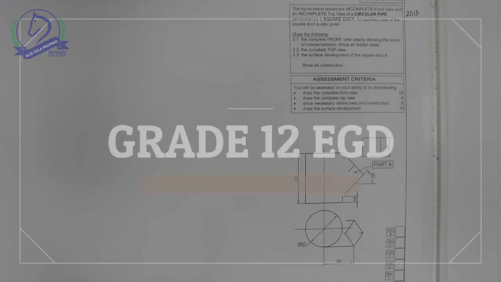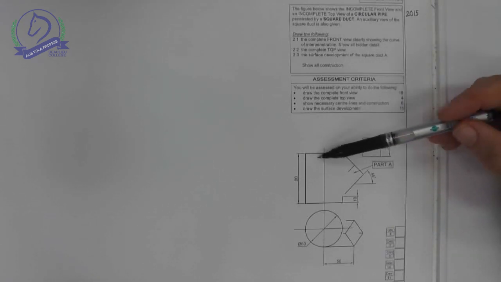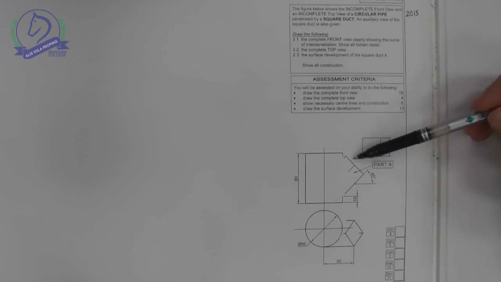Hello grade 12s. Today I'm looking at question 2, the interpenetration curve of the 2015 final paper. The information that they give us is that we've got a circular pipe with a square duct, so the branch pipe coming in.